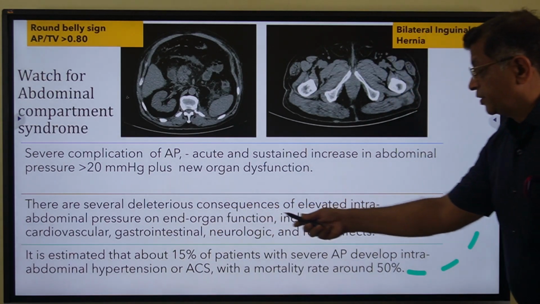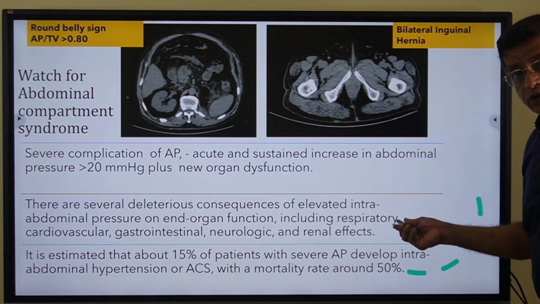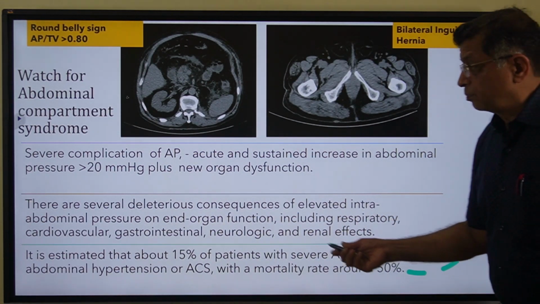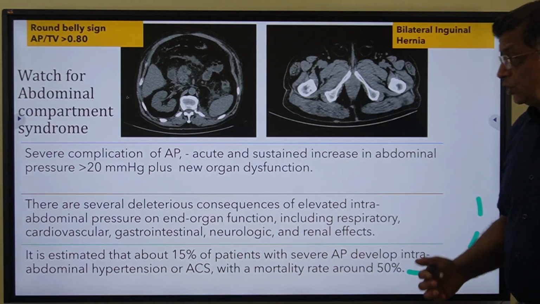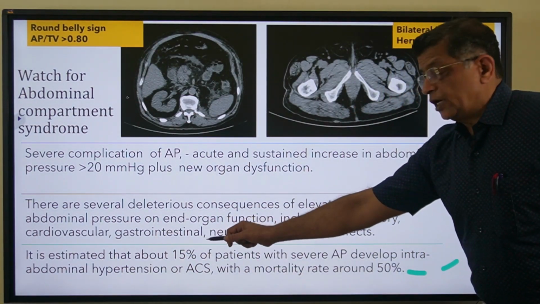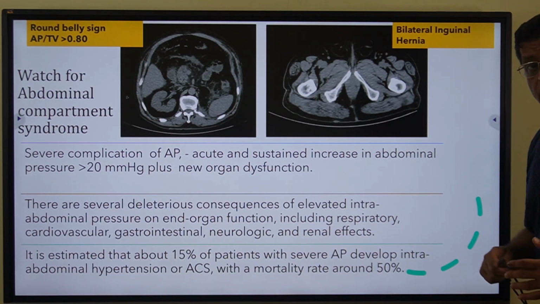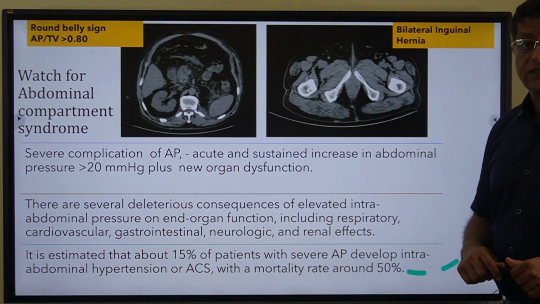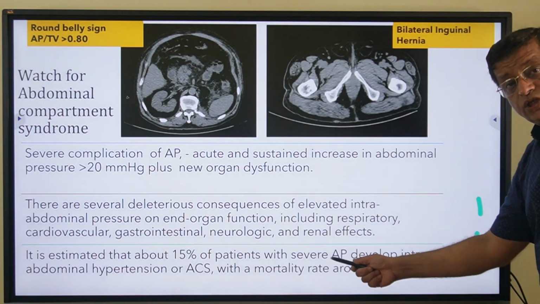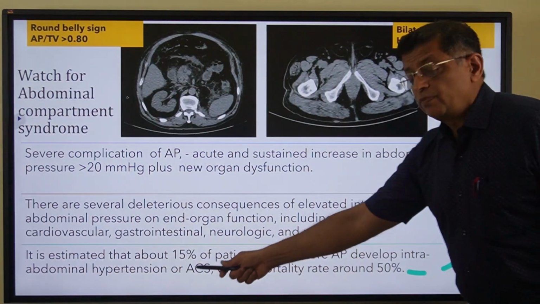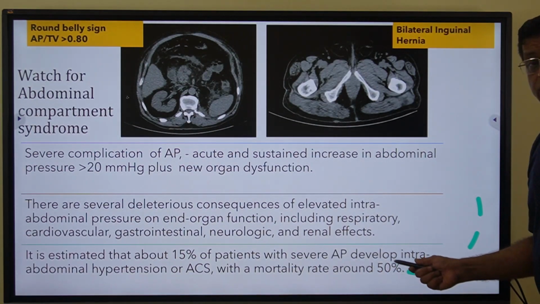There are several deleterious consequences of elevated intra-abdominal pressure on end organ function, including respiratory. So the patient can go into hypoxemia, or the patient can develop ARDS, or the diaphragm gets pushed up and therefore the patient can be dyspneic. There could be hypotension, gastrointestinal disturbances, neurologic disturbances, and renal failure. So initially abdominal compartment syndrome may present as hypoxemia and decreased urine output. It is estimated that 15% of patients with severe acute pancreatitis will develop abdominal compartment syndrome, and if the patient develops it, the mortality is very high.